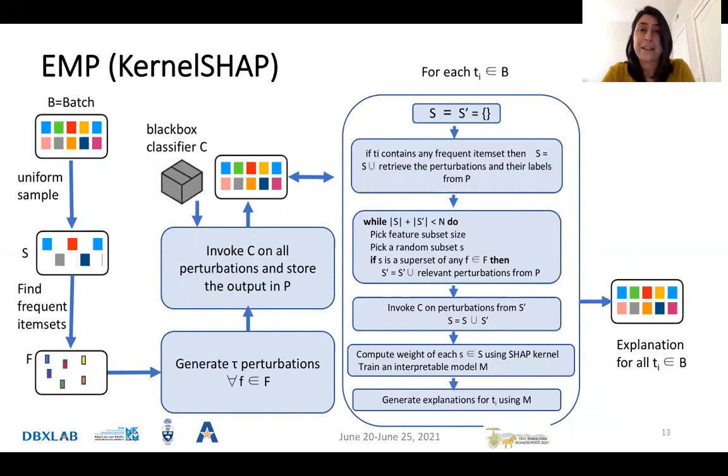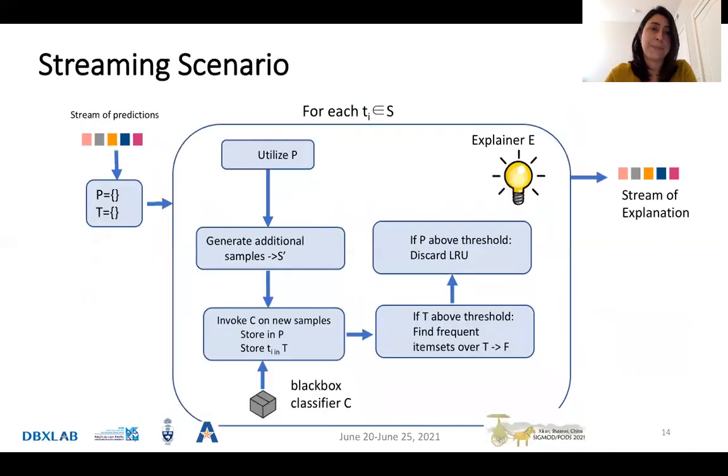Now, for each item in the batch, if that item contains any of those frequent item sets that are already generated and stored in the storage, we can retrieve the samples and their labels that are generated for those frequent item sets. And then if more subsets are required, we just generate samples for the remaining of the subsets and call the black box classifier to label them, and then proceed with the remaining steps of kernel SHAP algorithm, such as computing weights of each sample using kernel SHAP and training the interpretable model and generating the explanations.